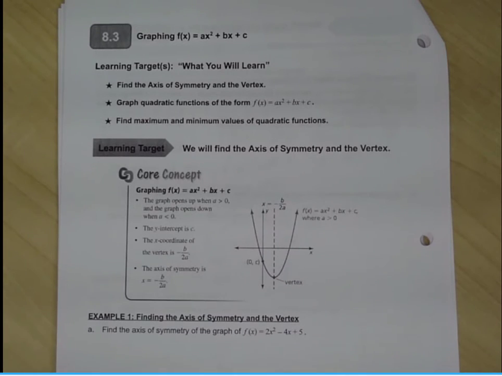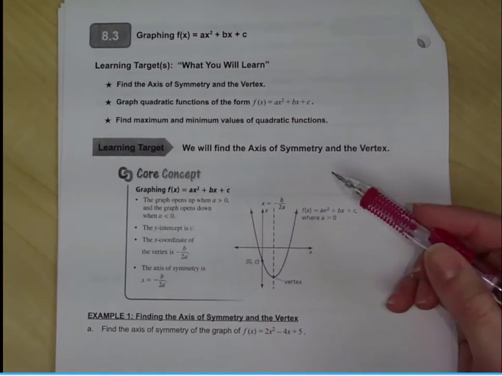In this lesson, we're going to learn about graphing f of x when we have the entire quadratic function ax squared plus bx plus c. So we're going to use this formula to find the axis of symmetry and vertex. We're going to graph it and find the maximum and minimum values of a quadratic function.